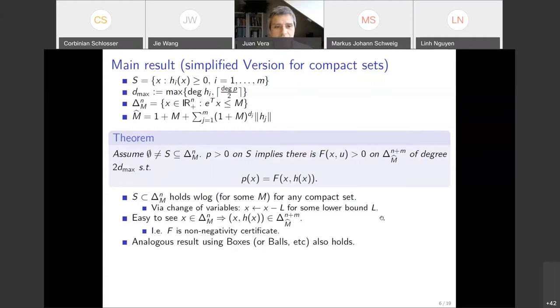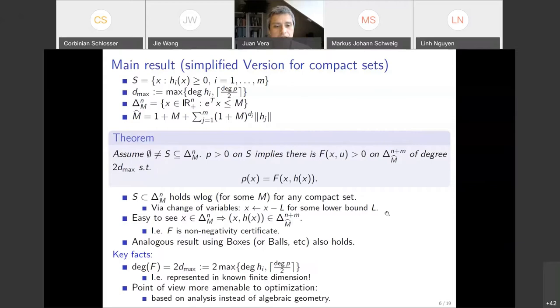Okay, so I will give the proof of the theorem at the end, because it's very simple, but I want to show some applications first. So please, if it is not understood what the theorem is saying, let me know. A key fact about this theorem is, first, the degree of F is known. The degree of F is bounded. So we are working all the time in finite dimension. And also this point of view is amenable for optimization because it's based on analysis. We don't really use any algebraic geometry.